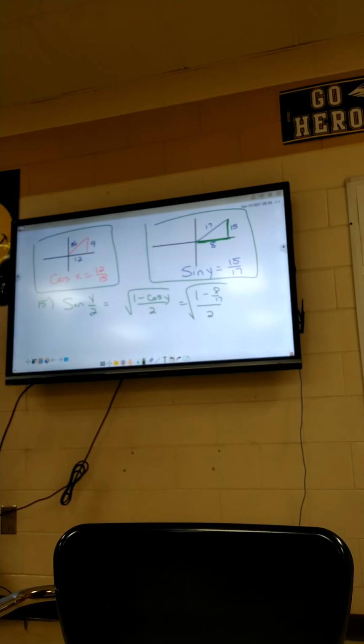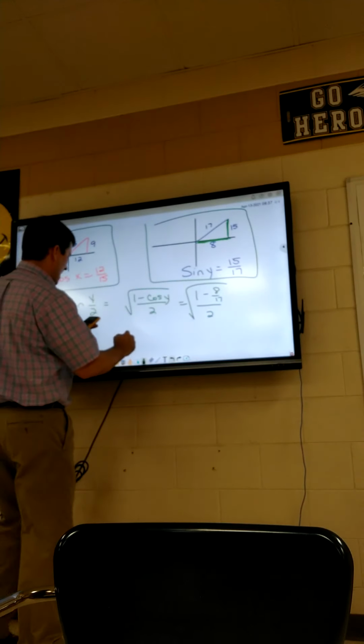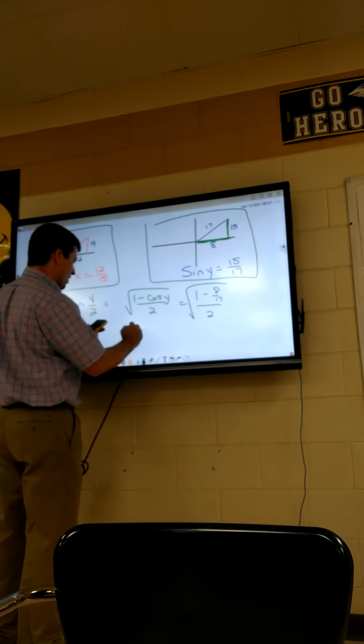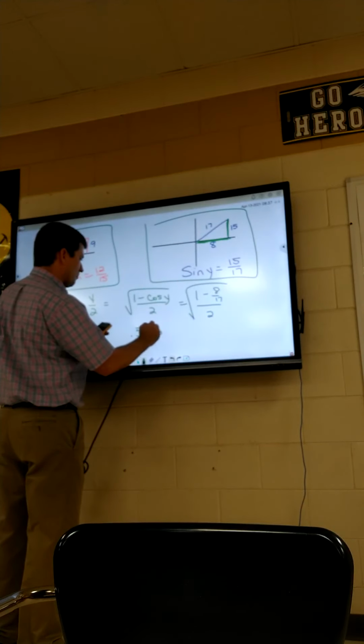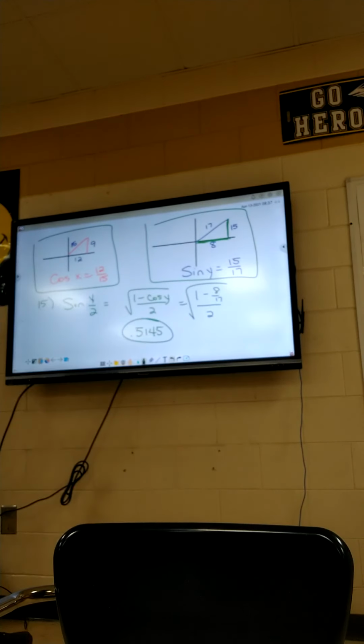Cosine 8 over 17. No, if we can put the fraction in for it, then the cosine's gone. You just type in 8 over 17. Good question. All right, hang on, I hadn't done it. Let me try it. 1 minus 8 over 17, the bottom is 2. I got 0.5145 if I round up. All right, good. Y'all do 16.